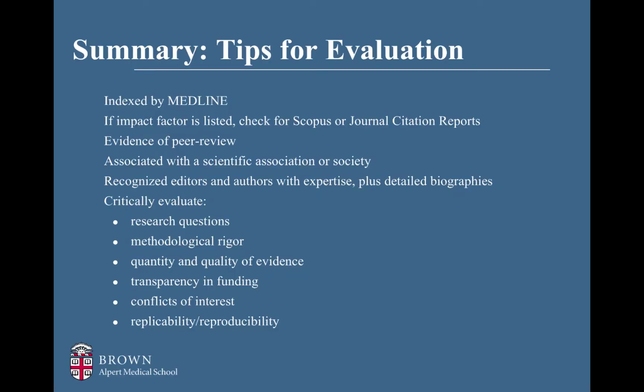So in summary, here are some tips to use when evaluating a journal in your research. Check to see whether the journal is indexed by Medline. If an impact factor is listed, check for Scopus or Journal Citation Reports. Look for evidence of peer review. Check to see if it's associated with a scientific association or society. See if there are recognized editors and authors with expertise in the topic area of the journal, and see if there are detailed biographies of those editors.